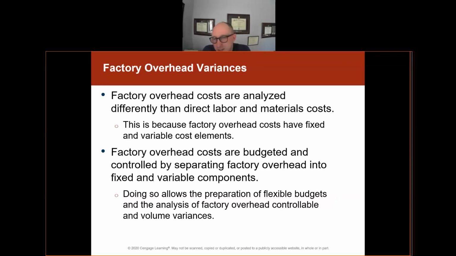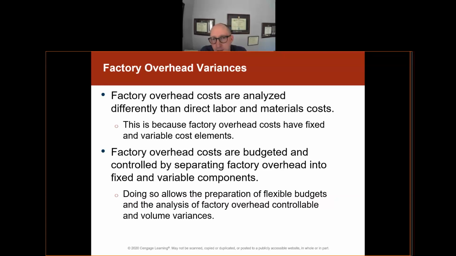Factory overhead, this is different. And you know that's different, right? Direct materials and direct labor, those are what we call prime costs. Now we're going back a ways, but direct materials and direct labor are called prime costs. Direct labor can also be considered a conversion cost. You remember that. And factory overhead is considered to be a conversion cost.